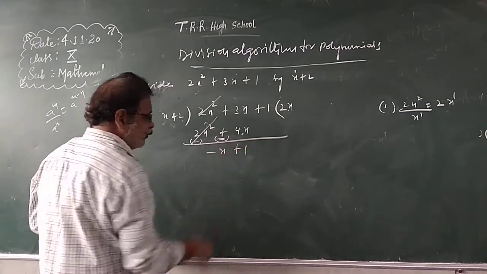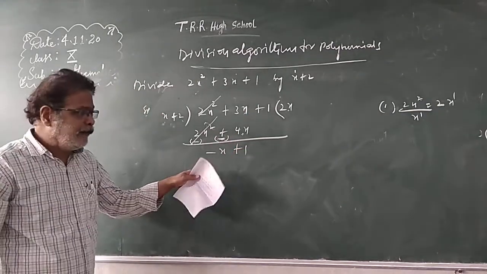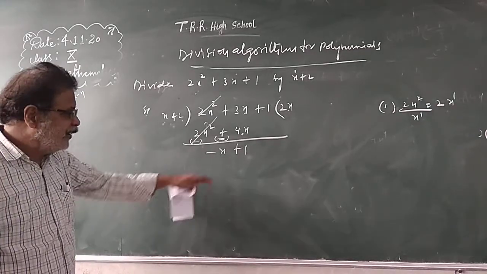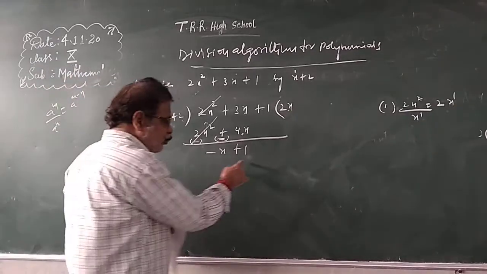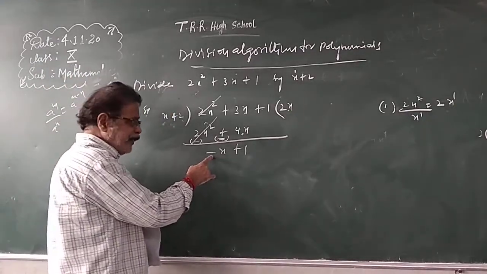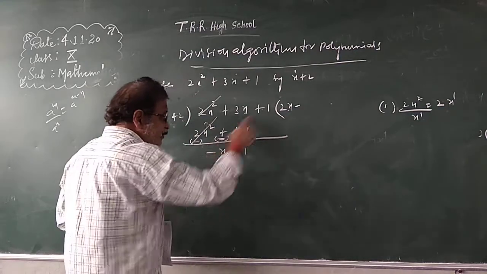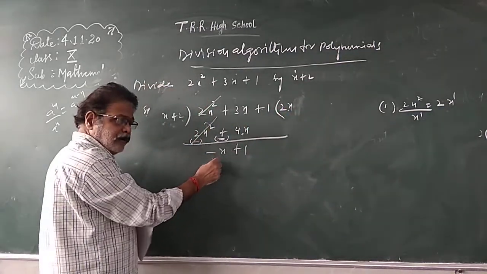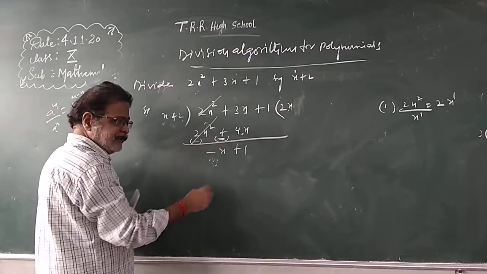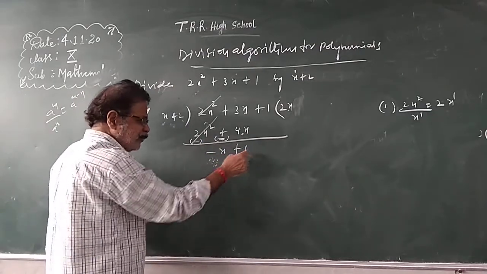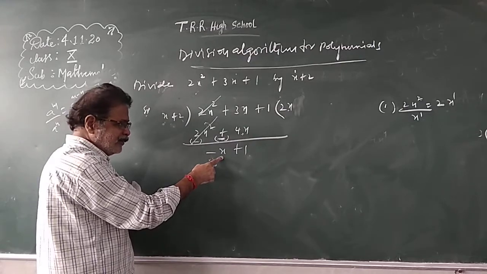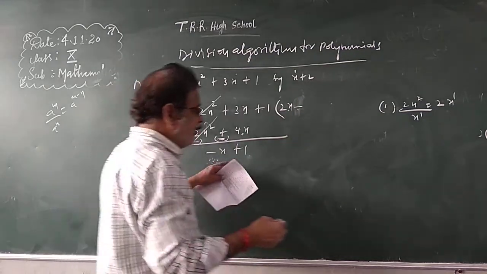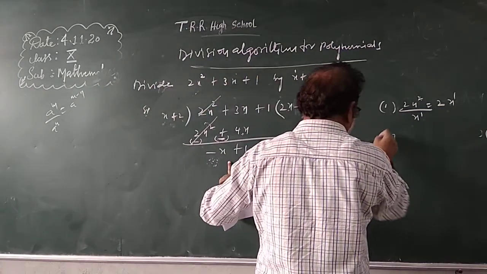Next bring down. So the new dividend is minus x plus 1. In the new dividend, what is the sign of the first term? Minus. If it is plus, we put plus. If it is minus, we put minus. Whatever the sign of the first term of the dividend, that sign we give. The first term is minus x, and the sign is minus, so here we put minus.